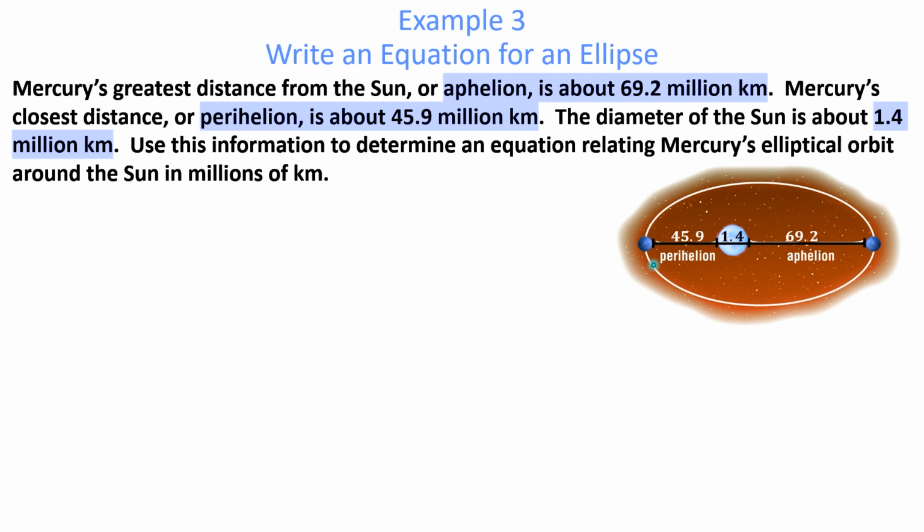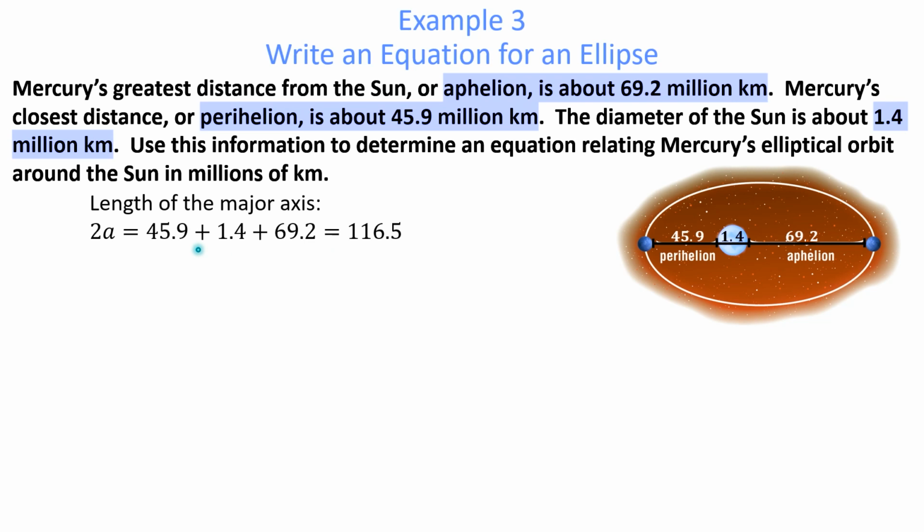Now, looking at this diagram, we can see that these two positions of Mercury make the vertices of this ellipse. So what we can then do is work out the length of the major axis. And we can do that because we know that 2a would be equal to 45.9 plus 1.4 plus 69.2, which I've written over here. And this simplifies to give us 116.5. Now, if 2a is equal to 116.5, we know that a is equal to 58.25.